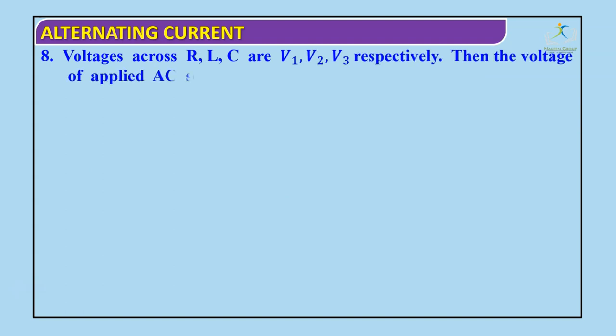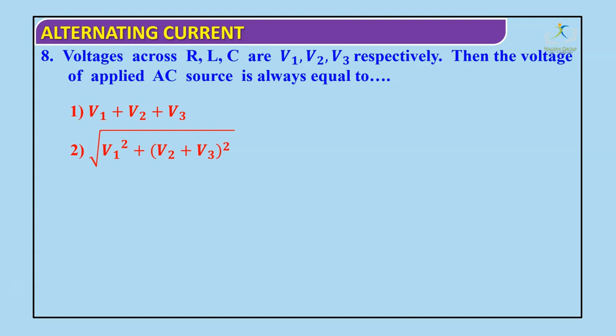Voltage across R, L, C are V1, V2, V3 respectively. Then the voltage of the applied AC source is always equal to V1 plus V2 plus V3, or under root V1 square plus (V2 plus V3) whole square, or V1 minus V2 minus V3, or under root V1 square plus (V2 minus V3) whole square. So the correct answer is the fourth one.